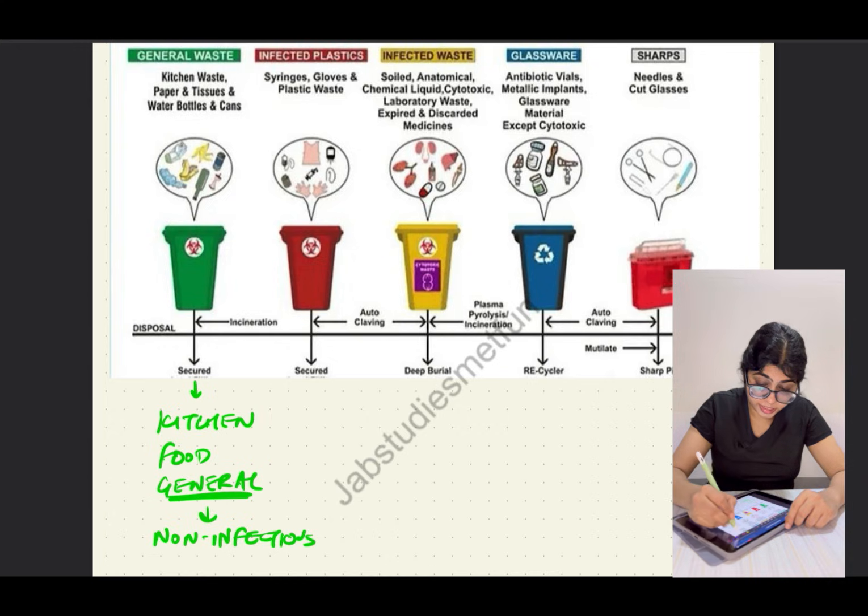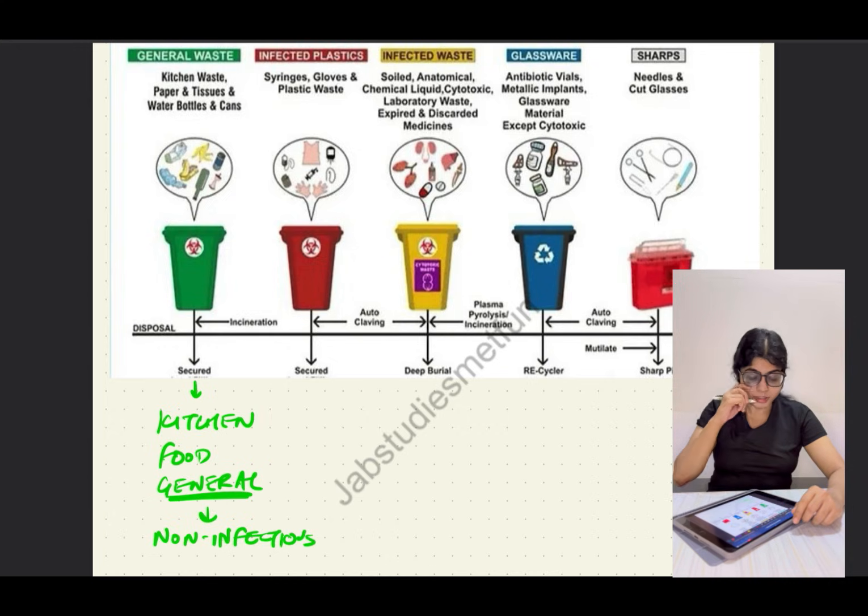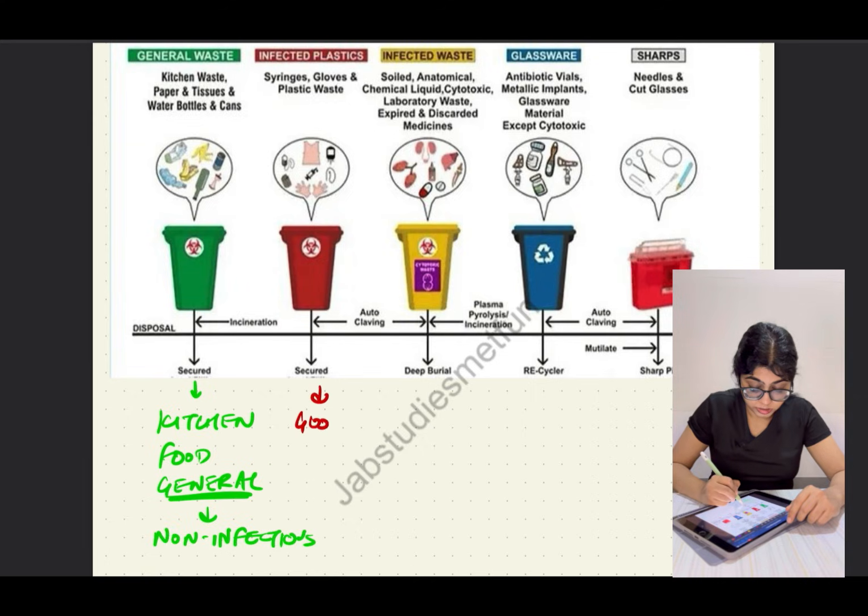Next we have is the red colored bin. In the red color bin we'll put infectious plastics like gloves. For example, we can also put blood bags.